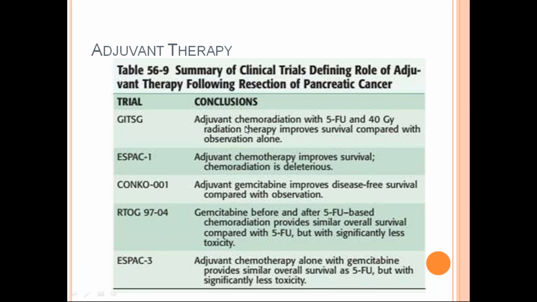Okay, these are some of the adjuvant therapies. I'll tell fast. 5-fluorouracil with radiation. Different trials are there, and in these, 5-fluorouracil with radiation or adjuvant chemotherapy alone improves survival. Each trial has given its own impression. Okay, and some trials showed that gemcitabine is very important. Some showed that gemcitabine given before and after 5-fluorouracil has a higher survival rate.